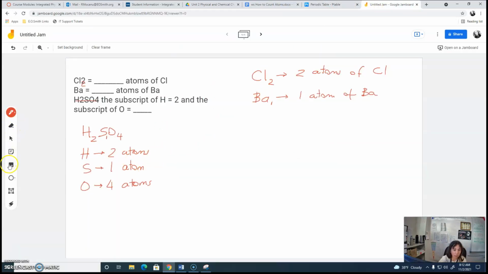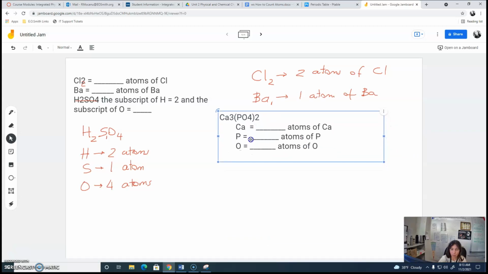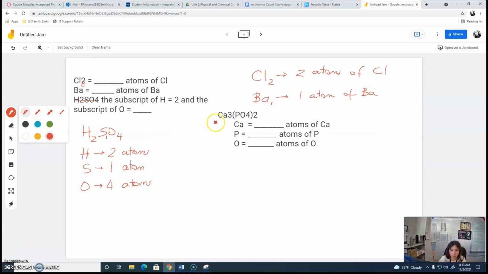So now, not only are we dealing with subscripts, let's insert this right here, and it's going to look really messy again, but I will rewrite it. Not only are we dealing with subscripts now, we are also dealing with these brackets. So let's see what that is all about. Let me just rewrite the formula in a less messy way, because I don't like the fact that Jamboard is not giving us subscripts. So the formula is Ca3(PO4)2, with a subscript of 2 right here.